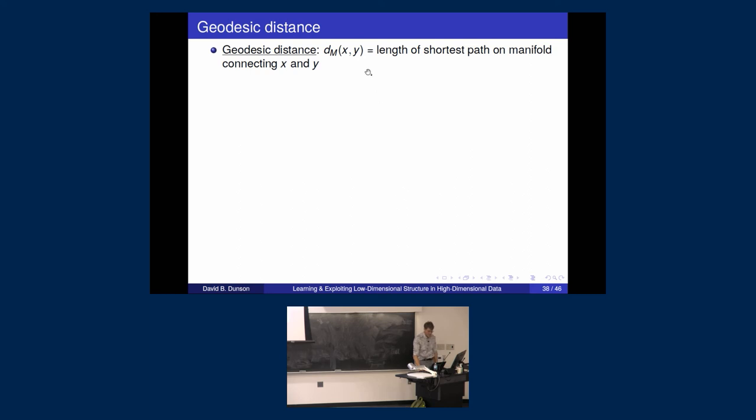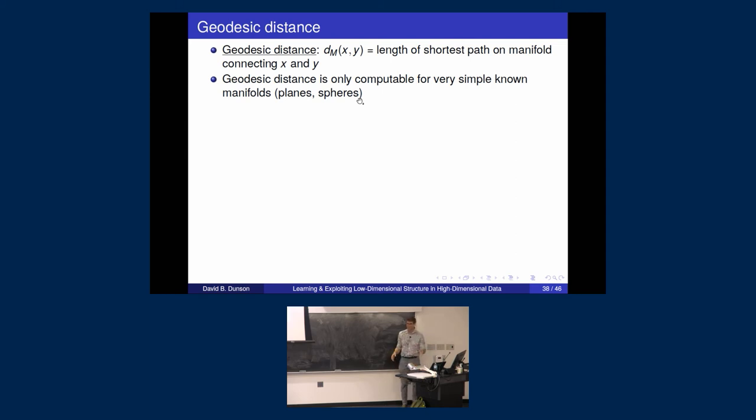Okay, so the geodesic distance is the length of the shortest path on the manifold connecting X and Y. And it's only computable for very simple known manifolds. And so we wanted to have some toy examples. There's almost no examples where you can just calculate the geodesic distance. Even for an ellipse, it's not tractable. A sphere you can, and a plane you can.